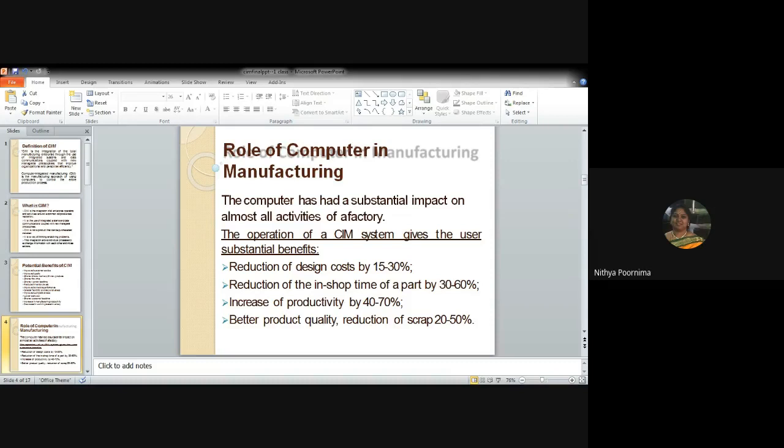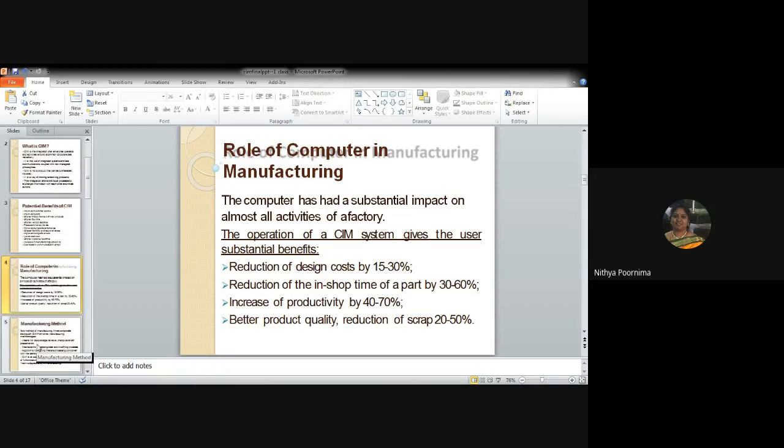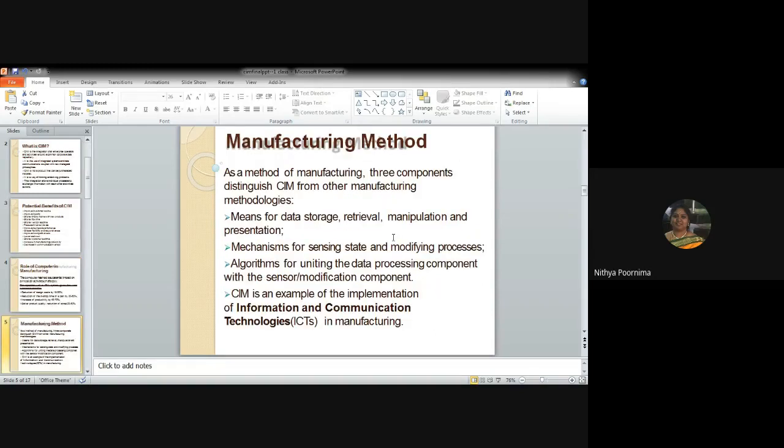Okay, so next, manufacturing methods. Three components distinguish SIM from other manufacturing methodologies, right? One is data storage, retrieval, manipulation, and presentation. Then the next one is the mechanism of sensing state and modifying process. Can you tell the differences between a normal industry and an automated industry?